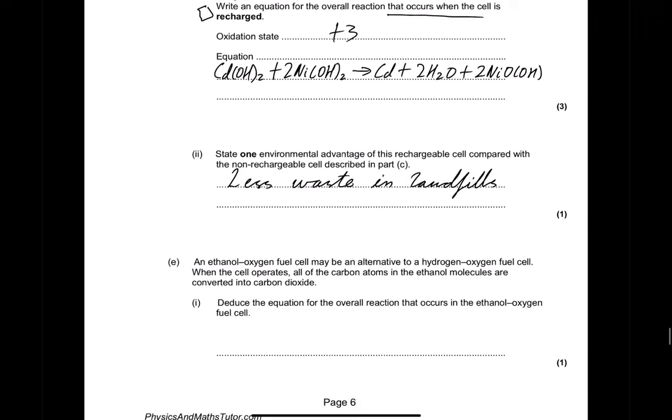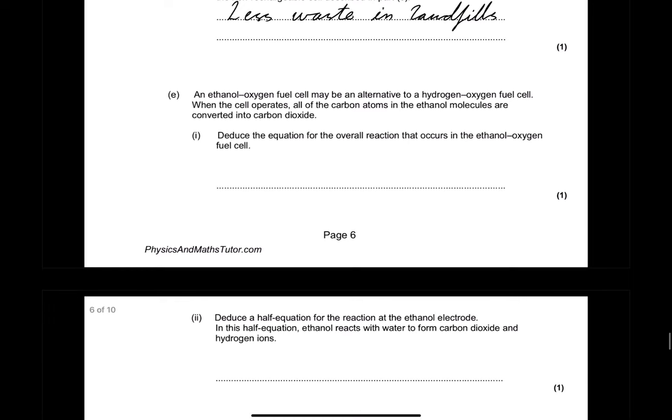All right. An ethanol oxygen fuel cell may be an alternative to a hydrogen oxygen fuel cell. When the cell operates, all of the carbon atoms in the ethanol molecule are converted into carbon dioxide. Deduce the equation for the overall reaction that occurs in the ethanol oxygen fuel cell. Right, so ethanol oxygen fuel cell. Sorry, I'm also streaming whilst doing this, so bear with me.